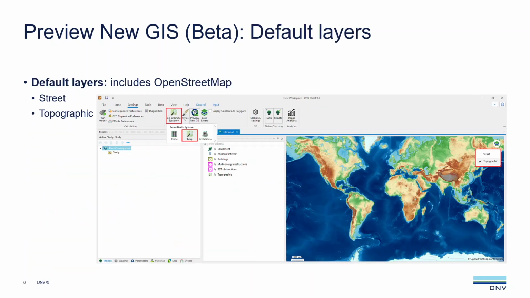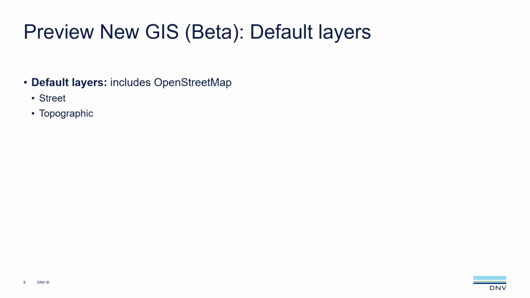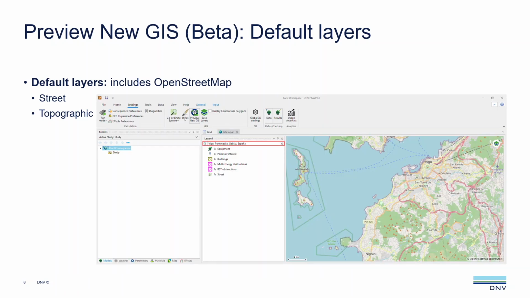It comes by default with two different layers, street and topographic, from OpenStreetMap. But please note that in its official release, Phast and Safeti 9.5, we are aiming to include a satellite layer by default as well. We have included a search by location functionality that we will explore during the demo. Search by coordinates will be included within its official release, Phast and Safeti 9.5.